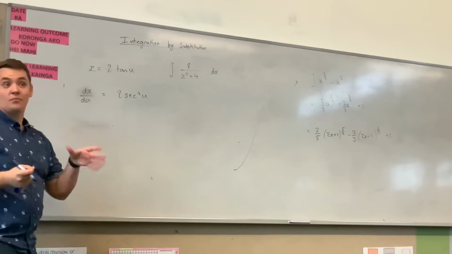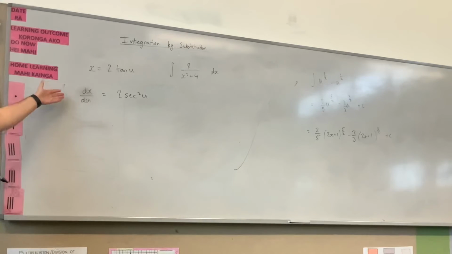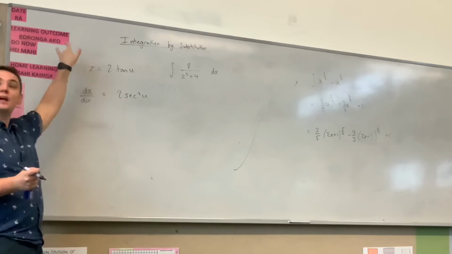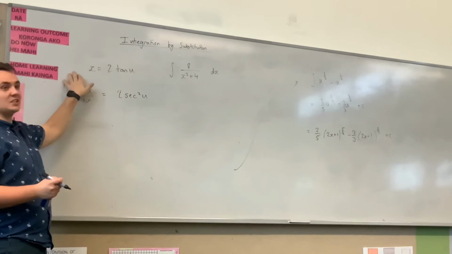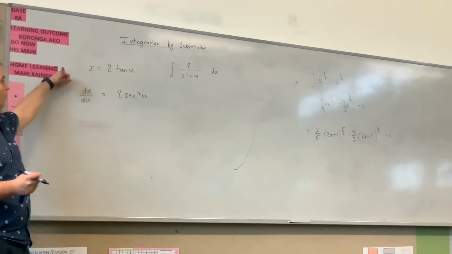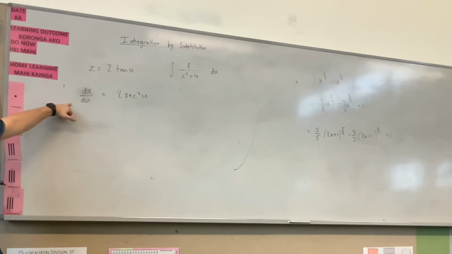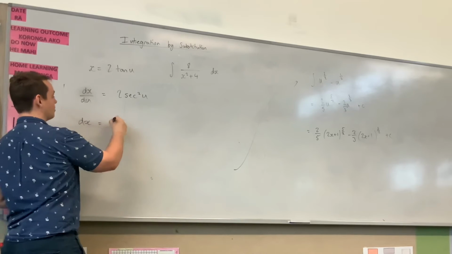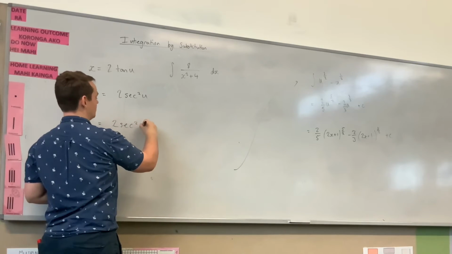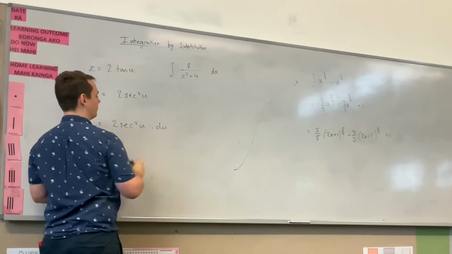Another point to pay attention to. Obviously, in our previous one we had u equal to a function of x. This time we've got x as a function of u. So when you differentiate it, you do get dx over du, which means that you can just times up by du. So this becomes dx equals 2 sec squared u du.